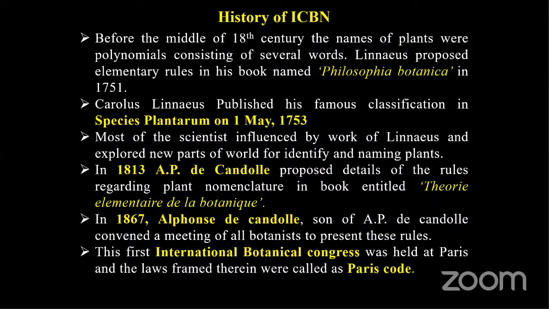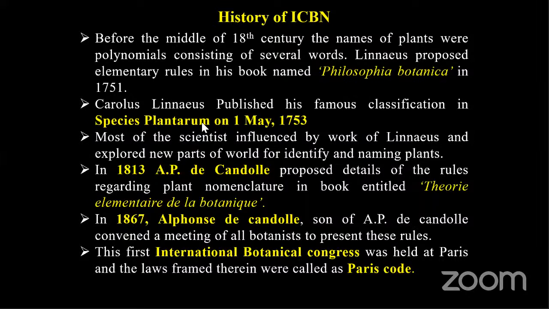So Linnaeus proposed elementary rules. Linnaeus was the first scientist who proposed elementary rules, meaning basic rules, in his book Philosophia Botanica in 1751, before his classification system, which was published in 1753. So he gave certain basic or elementary rules on how a plant's name should be. Such rules were laid down by Linnaeus.